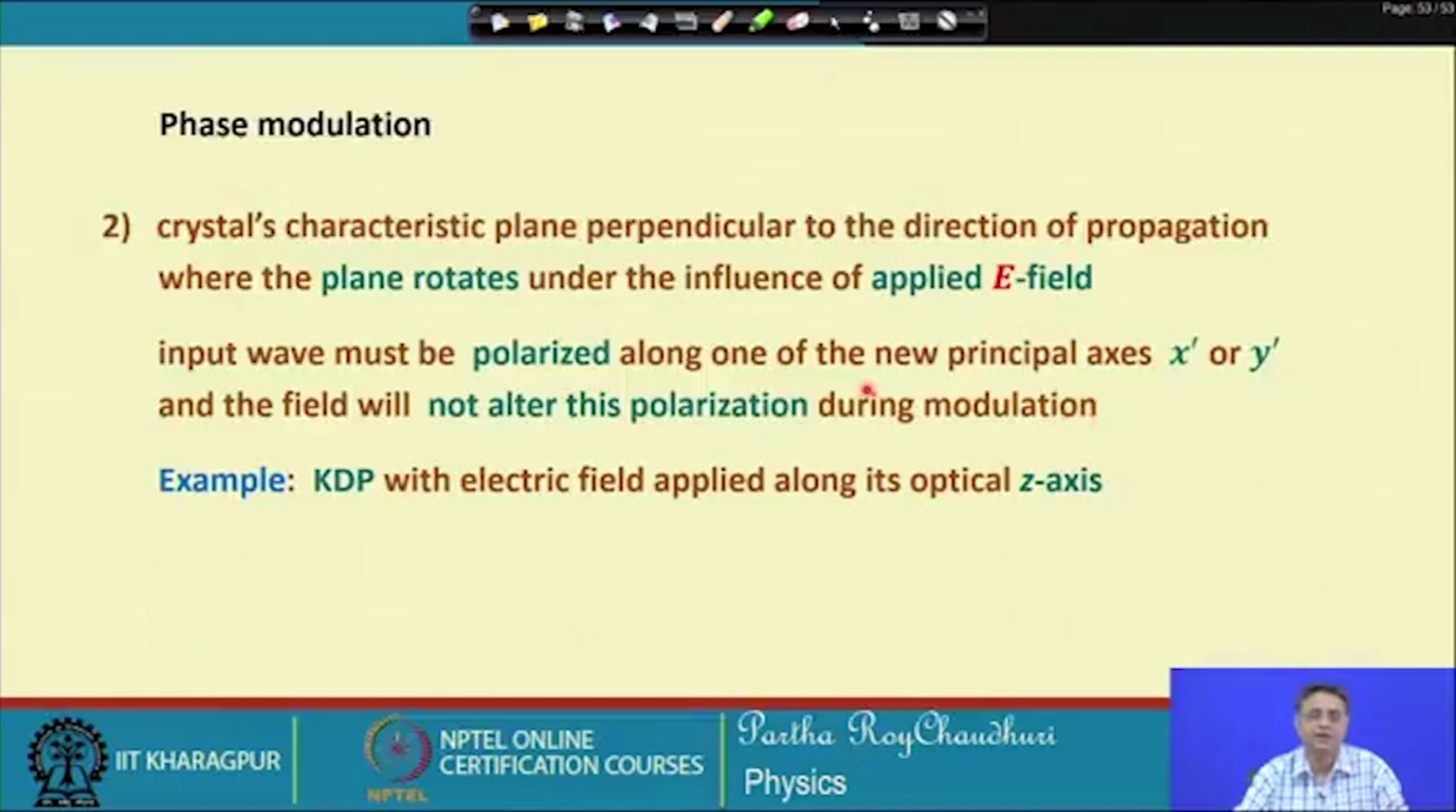That means the applied electric field will be fixed, and only there will be a modulating field. The result will be a modulation in the value of the x polarized refractive index or y polarized refractive index, which will be reflected in the phase of the light propagating through the crystal. An example of this also we will discuss. We will see that in KDP, potassium dihydrogen phosphate, the electric field applied along its optical z axis will give rise to this effect, and we will see this effect in detail.